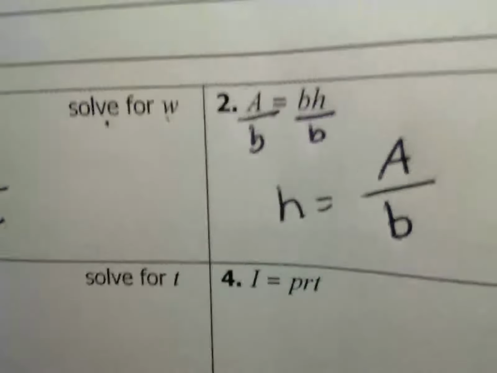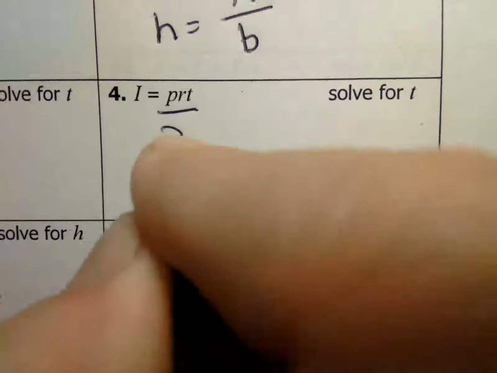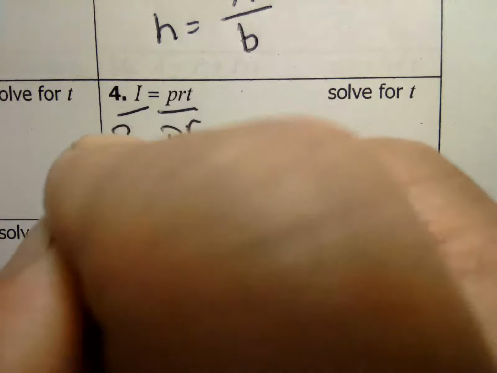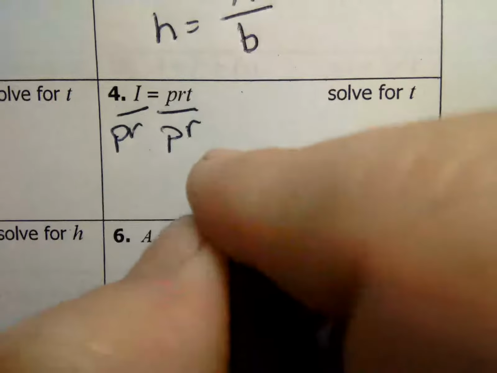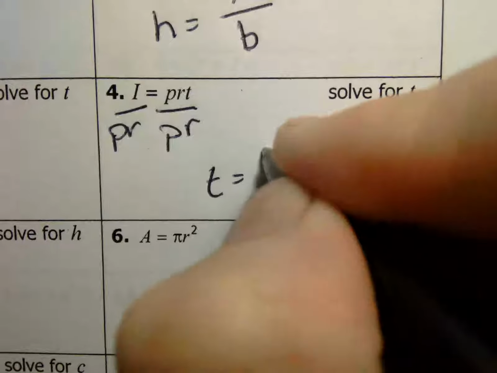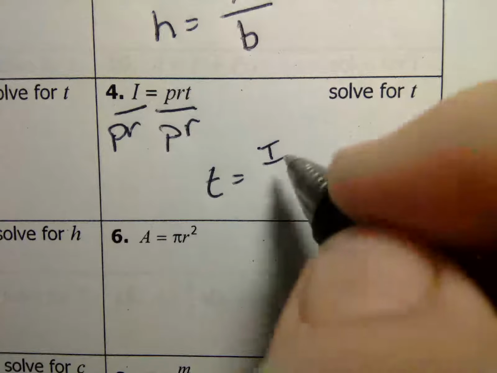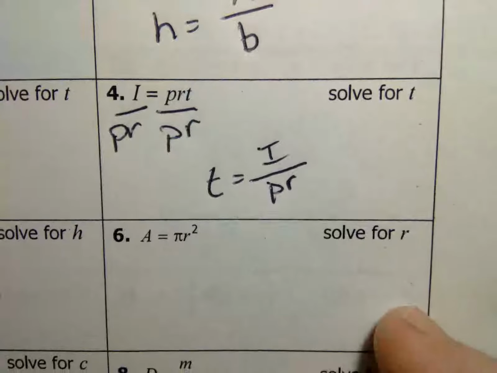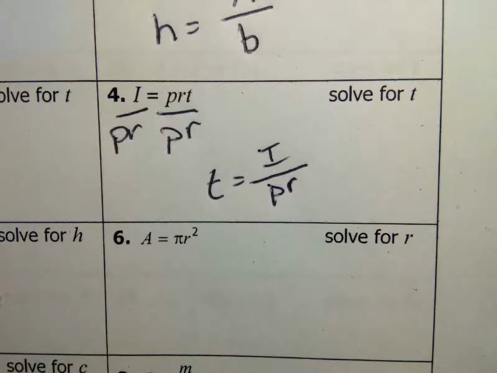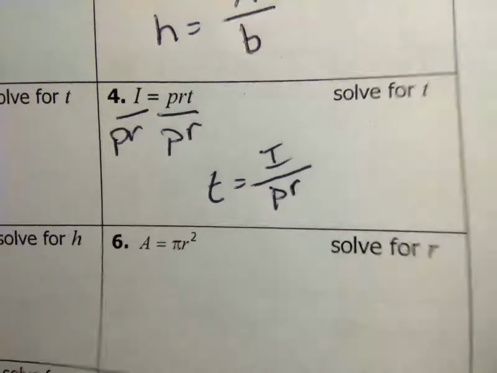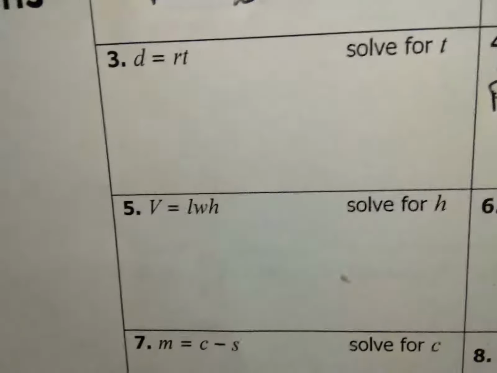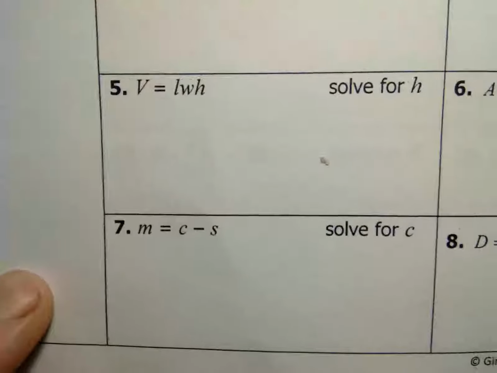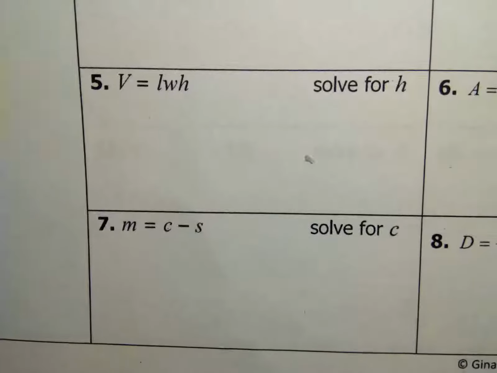Yep, you can get rid of them at the same time. Yep. So t is equal to, I'm making that capital I, over PR. Yep. And then let's do 5, and then we'll look at 6 real quick. 5.